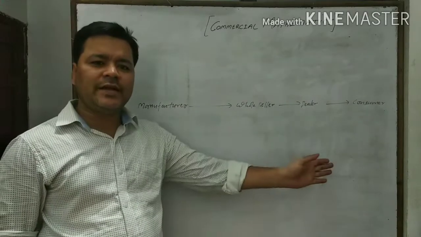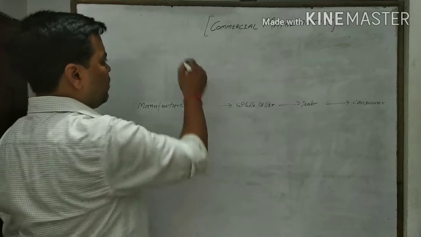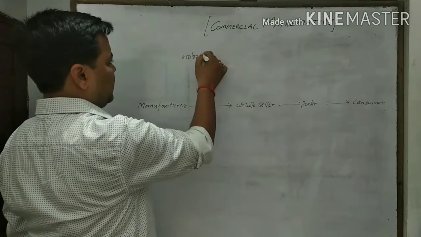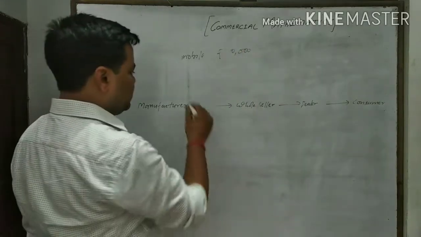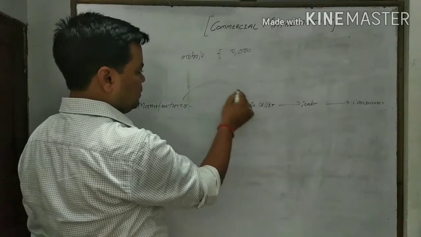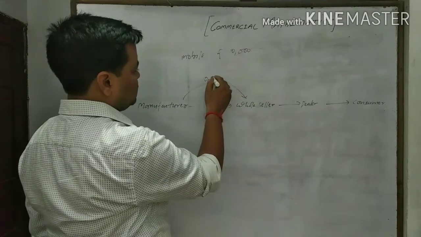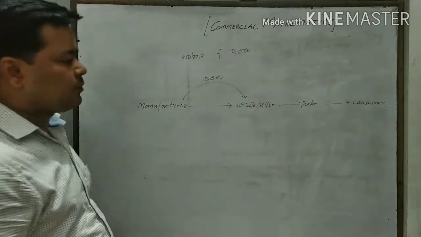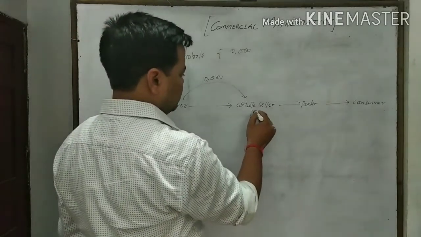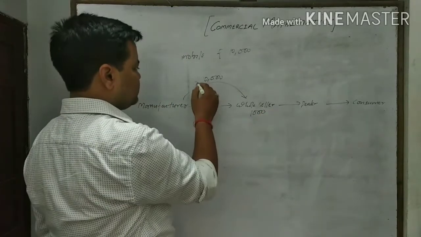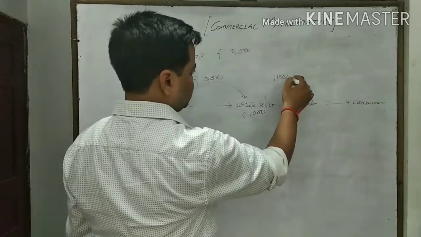Here we try to understand with an example. Let any manufacturing company make a mobile at rupees 10,000. Then the manufacturing company will give the mobile phone to the wholesaler at 10,000 rupees. Now let us assume that the wholesaler takes a profit of 1,000 rupees and sells to the dealer at 11,000 rupees.